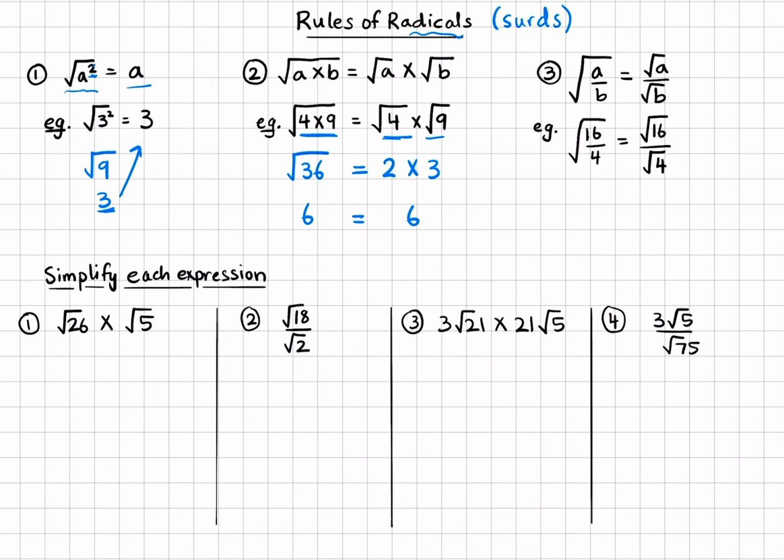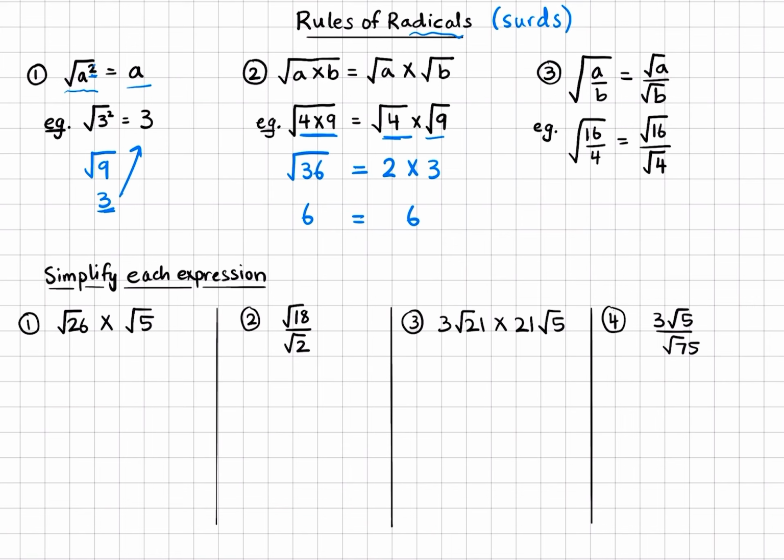The third rule says the square root of a divided by b is also equal to the square root of a divided by the square root of b. So this is a similar rule to the second one, but it deals with division. Same thing again, whether we divide the two numbers first and then square root the answer, or we square root the numbers first and then divide, we will get the same thing.